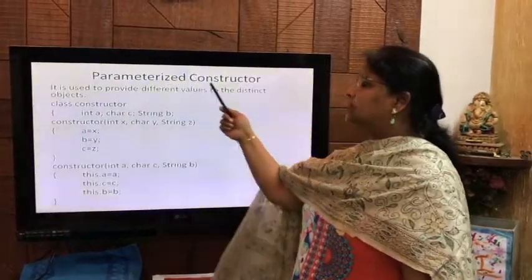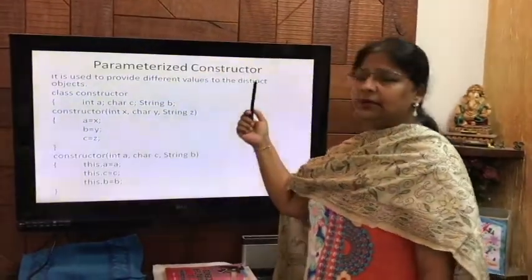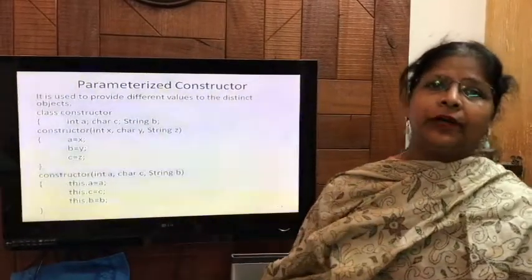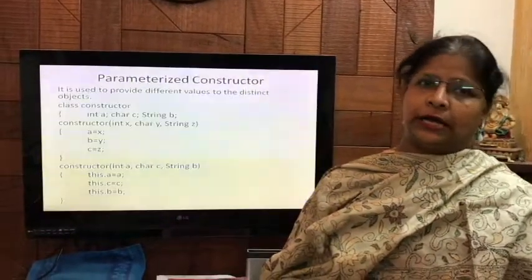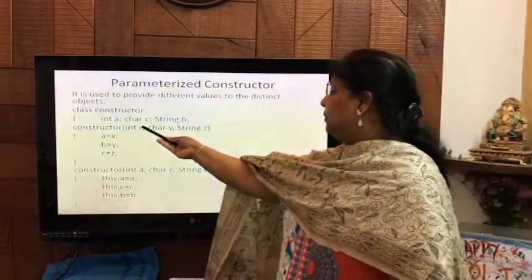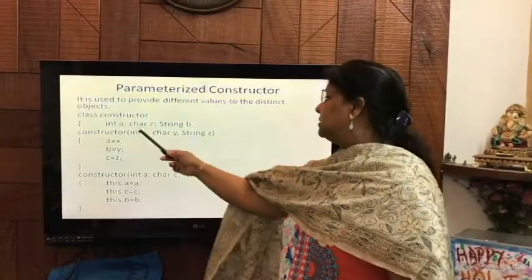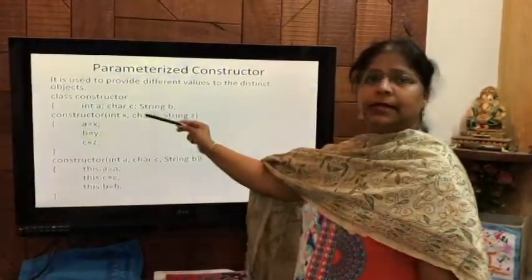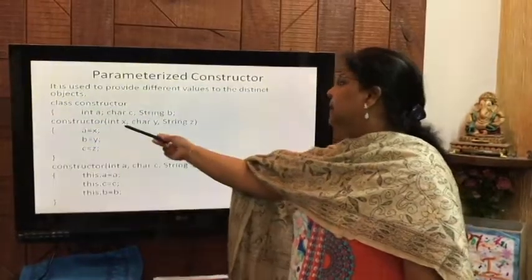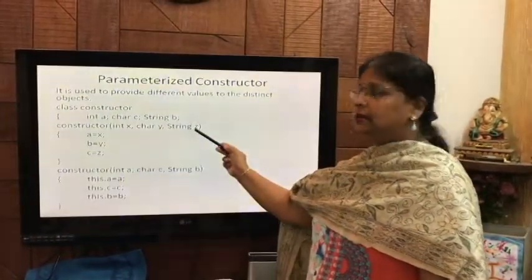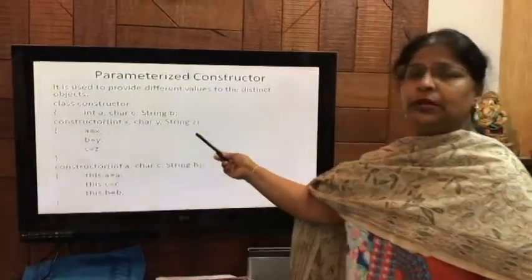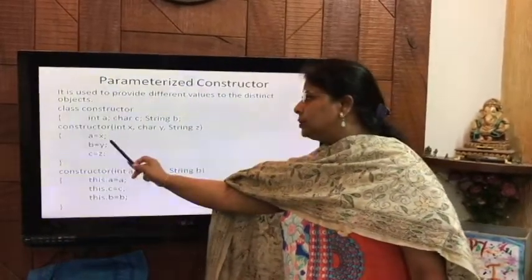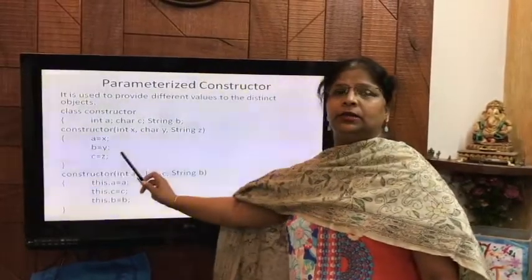Second type of constructor is parameterized constructor. Parameterized constructors are the constructors which are used to provide the parametric value to the instance or class variables. If you will notice over here, I have created a constructor with the similar data type and same number of parameters. Int x, char y, string z, these are the local variables. I am going to assign these local variables to the instance variables. So a is equal to x, b is equal to y and c is equal to z.